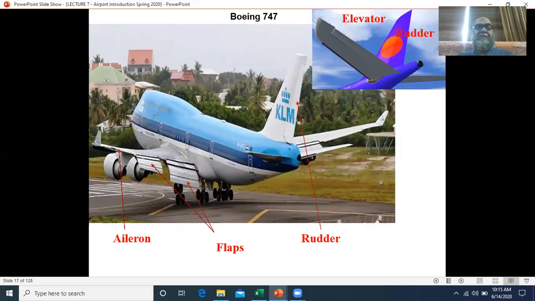So here is the Boeing 747. Here you will see the different parts of the wings. Just above is the aileron, and there are the flaps, and there is a rudder. And then we call this the elevator as well. You can see it in this screenshot.